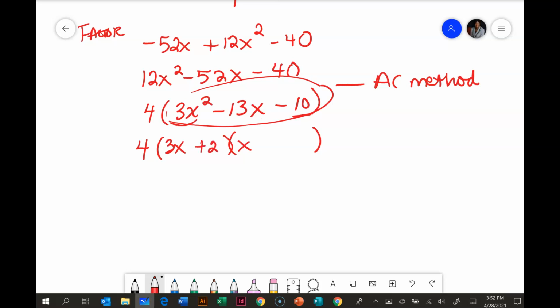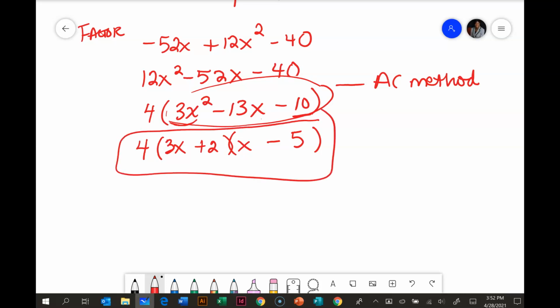So I came up with positive 2 and minus 5. But always multiply everything. Make sure that you do indeed get 3x squared minus 13x minus 10, because sometimes other factors won't work, so you need to make sure they actually do work.